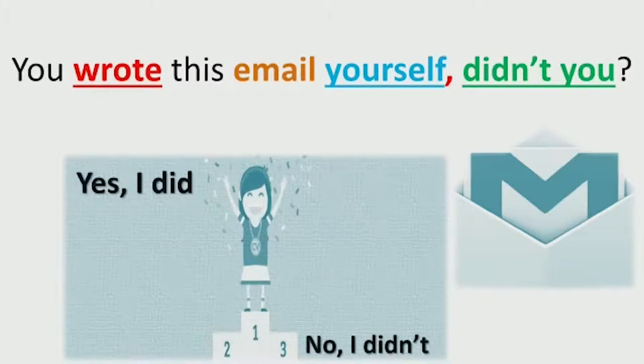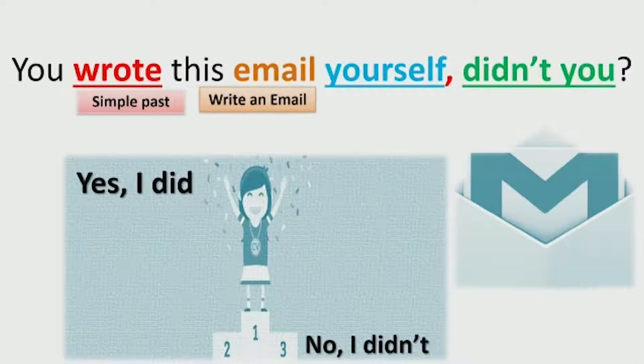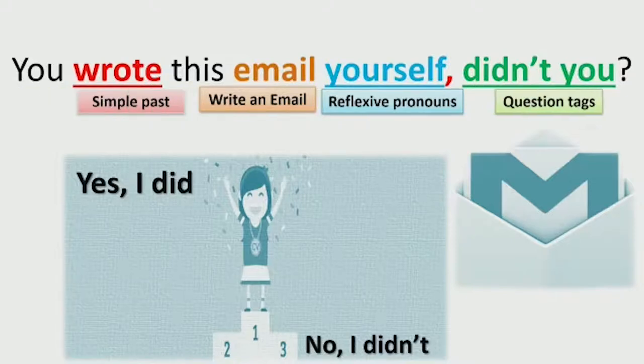Okay, good. So in this sentence, we have simple past. And we have studied simple past versus past continuous. Good. And then we have seen write an email. So we will write an email. And then yourself is a reflexive pronoun. Didn't you is a question tag or a tag question. So this is a summary of what we will do now.